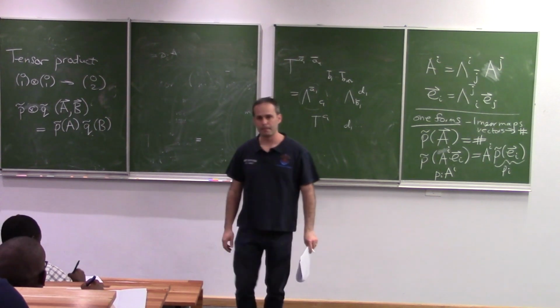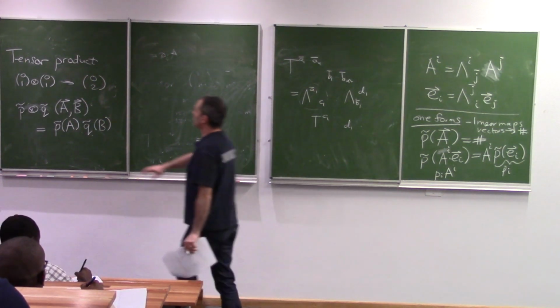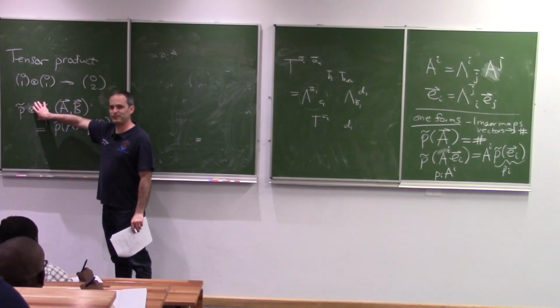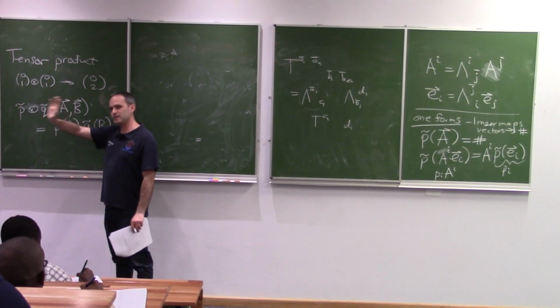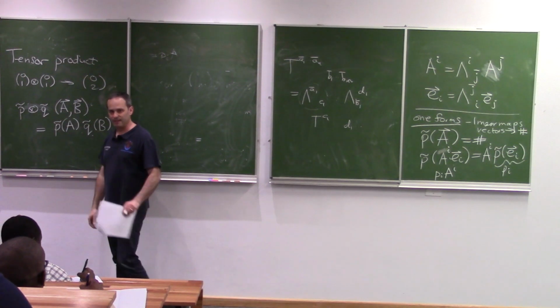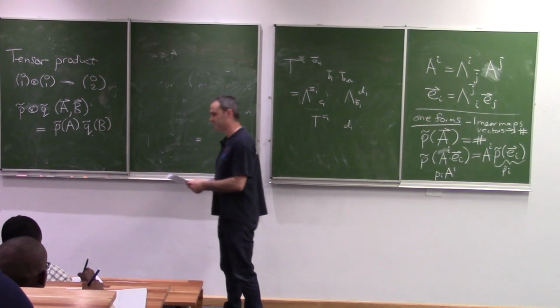Yeah? That's a two-form, right? This is not a two-form. This is a 0-2 tensor. I'll define two-forms in a little bit. Two-forms are special 0-2 tensors, and we'll see in a little bit what the distinction is.